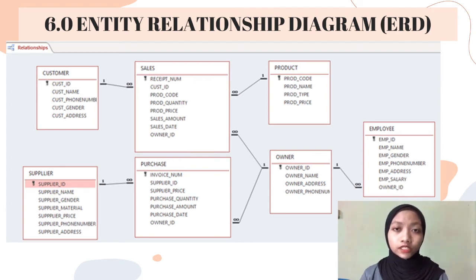Each purchase invoice detail involves only one supplier, and each supplier can be involved in many purchase activities. Every purchase activity is calculated for one owner, and each owner needs to check and manage many purchase activities. And lastly, there are many employees under the owner, and every employee is working under one owner. So that's all from me.